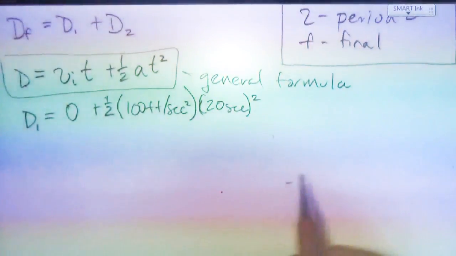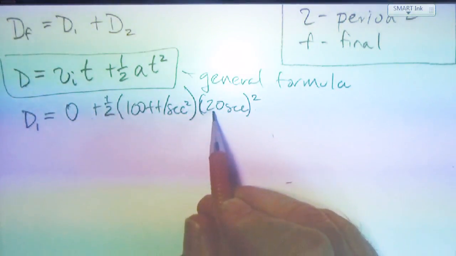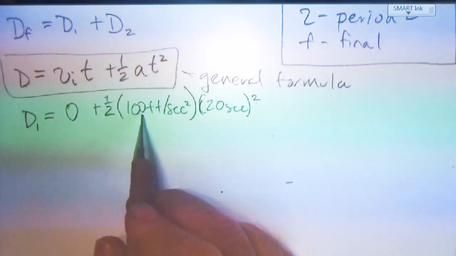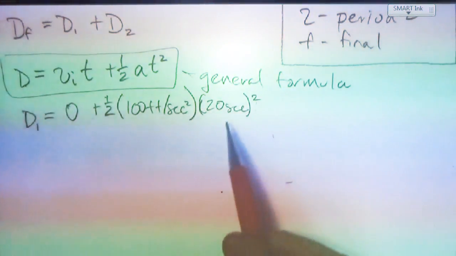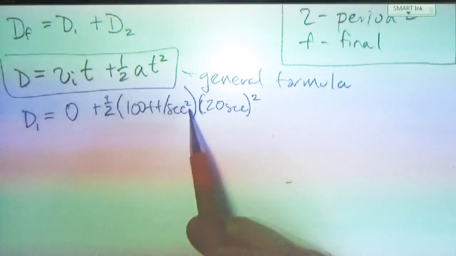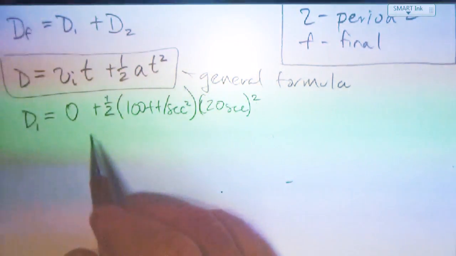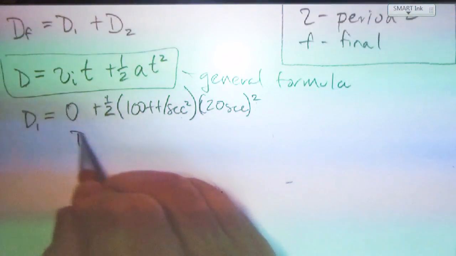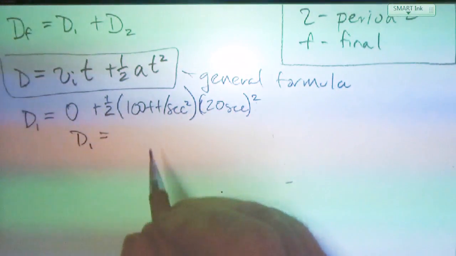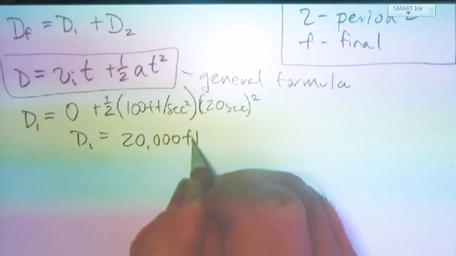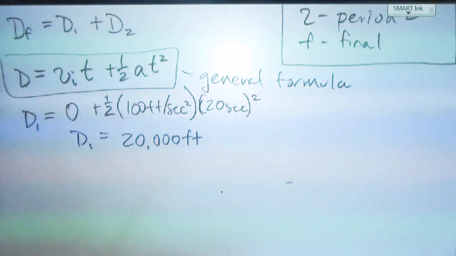Okay, if you'll do your calculations, you take the 20 and you square it, multiply it out by that 100, divide by 2, and then you're doing your unit cancellations, right? That second squared divided by second squared cancels out, and so you're going to get an answer of d1 is equal to 20,000 feet. So that's how far it goes when the car is accelerating.